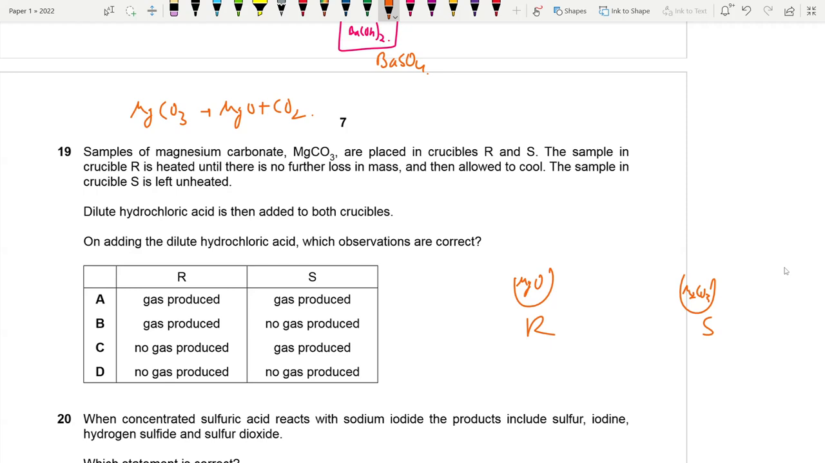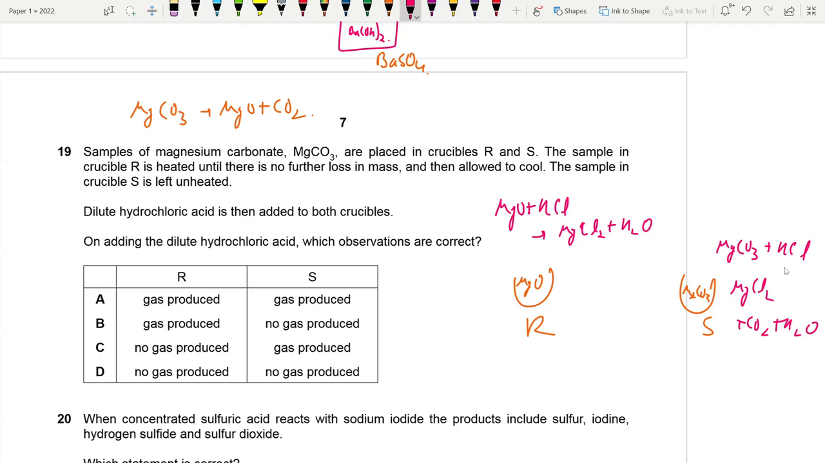On adding the dilute hydrochloric acid, what observations are correct? So when we add HCl into crucible R, MgO plus HCl actually gives us MgCl2. Acid plus base is equal to salt plus water. Okay, neutralization. What about S? Magnesium carbonate plus HCl is going to give us magnesium chloride salt plus carbon dioxide plus water. So a gas will be produced for S, but in R we will see no gas. That's why 19 should be C.